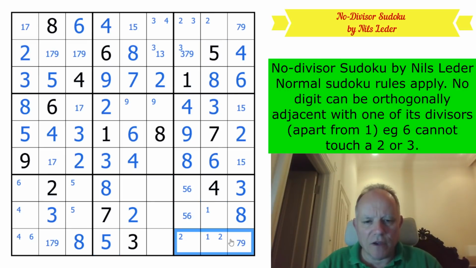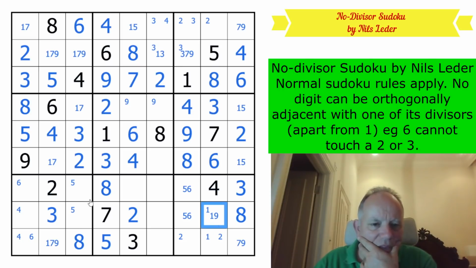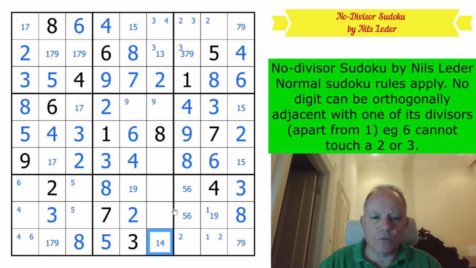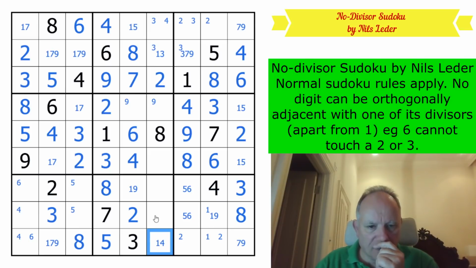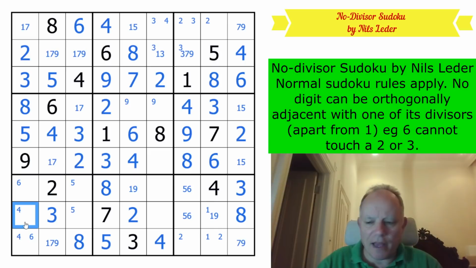So now we have 1, 2, 7, 9 here, but that's hardly useful. 8, 7, 2, 5, 3. This is 1 or 9. 9 can't be next to 3, nor can 6. So that's 1 or 4. In fact, 4 can't be there by Sudoku and can't be there because of the 2. So 4 is done. That becomes 4.